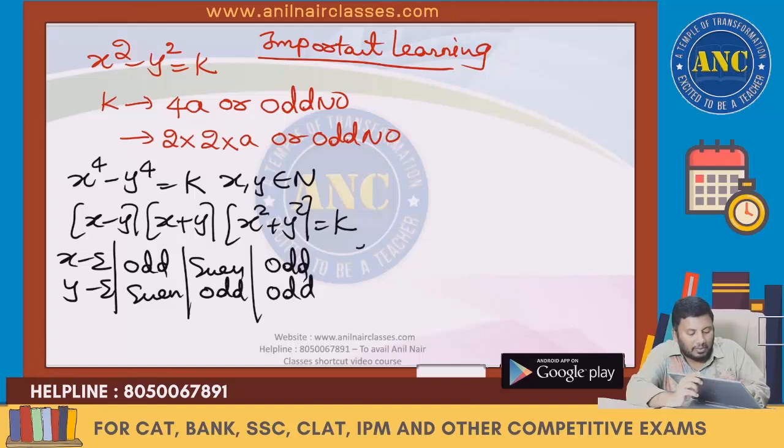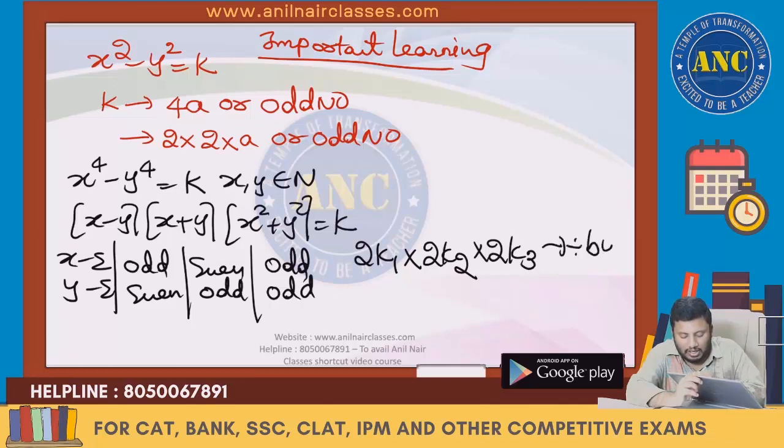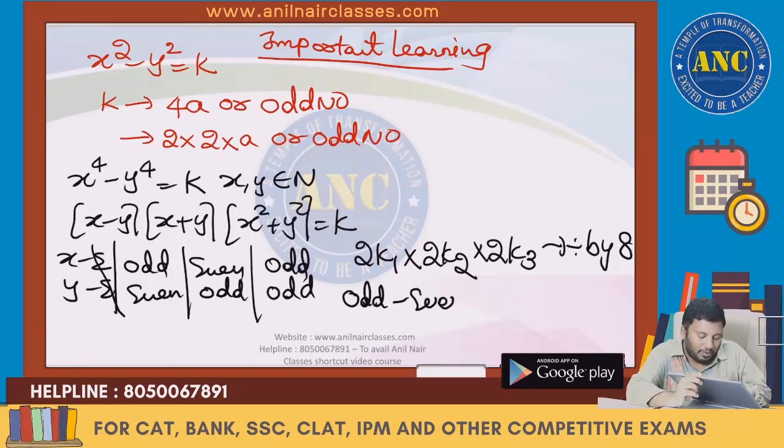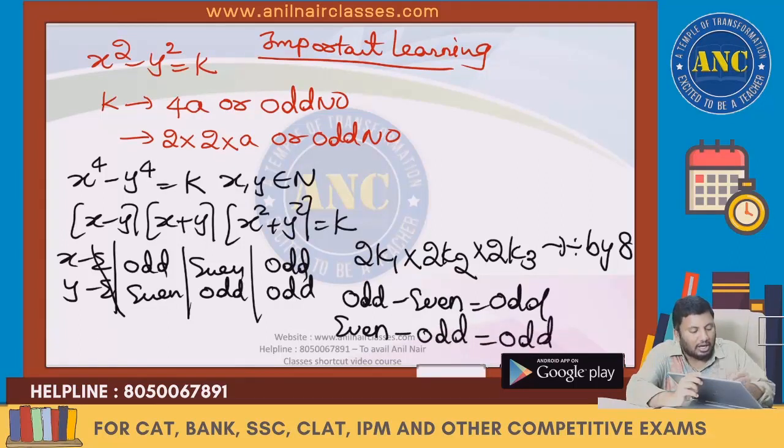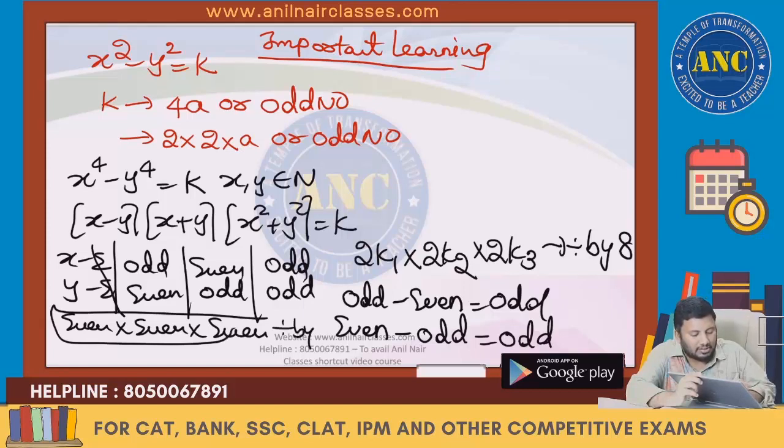See here, even minus even, 2k1. Even plus even, 2k2. Even square plus even square, even, 2k3. Divisible by 8. First case. Odd number to the power 4 is odd, even number to the power 4 is even. Odd minus even is odd. Even minus odd is odd. Last case, odd minus odd is even, odd plus odd is even. Again it is divisible by 8.